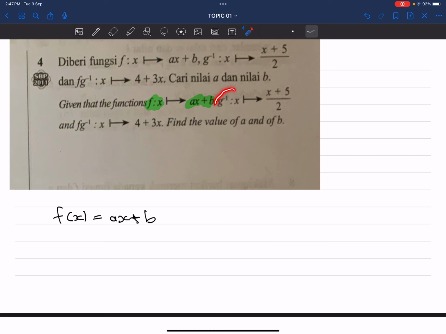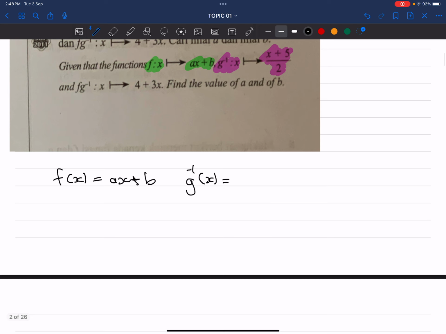Given that g inverse x is (x plus 5) over 2, our second information. Again, collect g inverse x is (x plus 5) over 2.